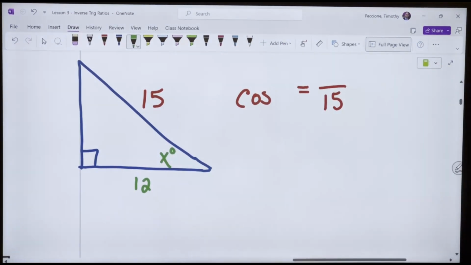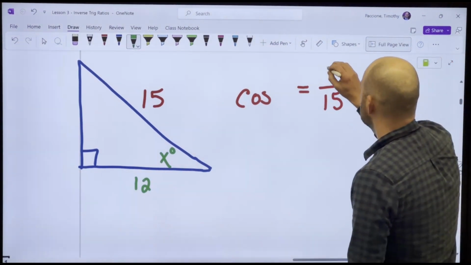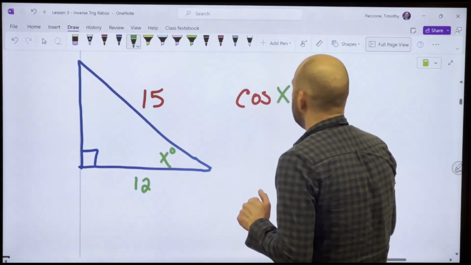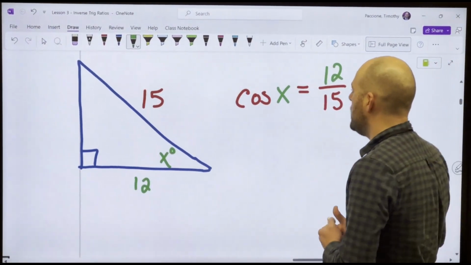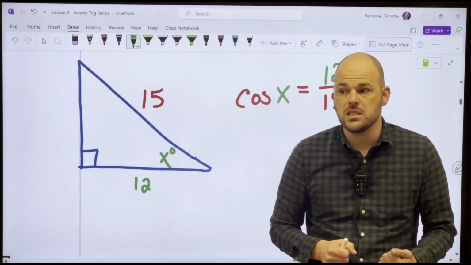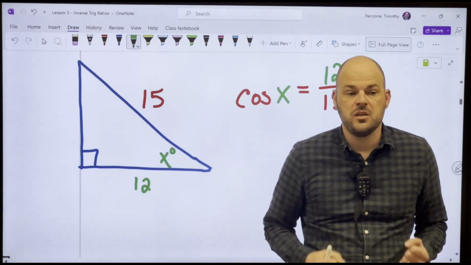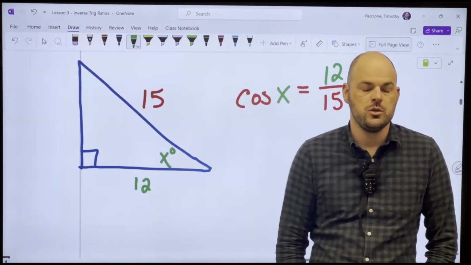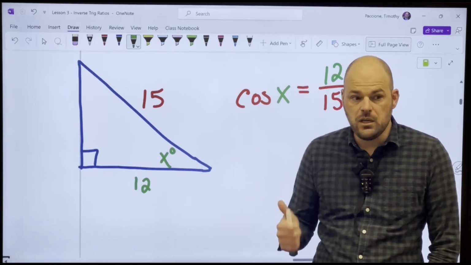Okay, what changed? X, well, what do we have now and what do we not have? We have the adjacent. So what goes there instead of the angle? X. Okay, now think about what we just talked about with inverse operations. I have cosine of x equals 12 divided by 15. Nothing's multiplying by x. Nothing's being added to x. Nothing's square rooting x. But nonetheless, I don't care what the cosine of x is. I care what x is. So I need to get rid of cosine. So I need to know what the inverse of cosine is, right?